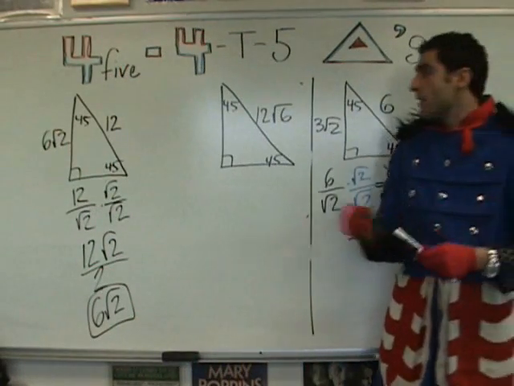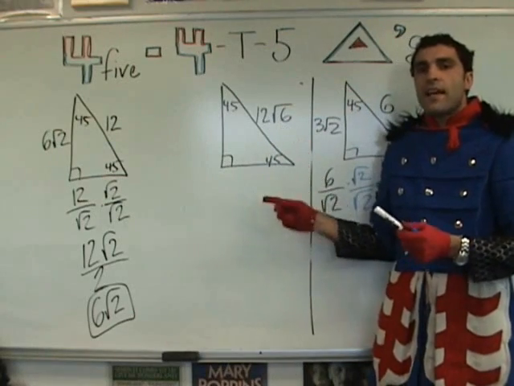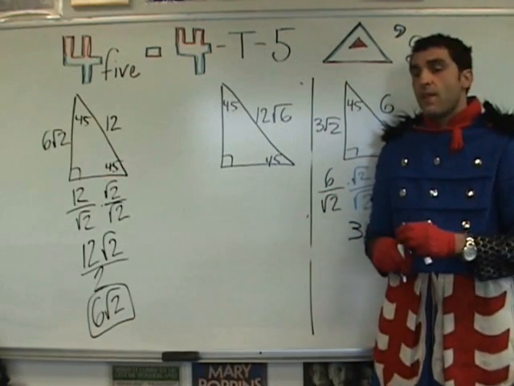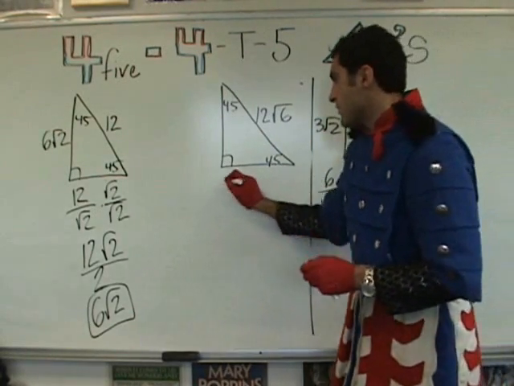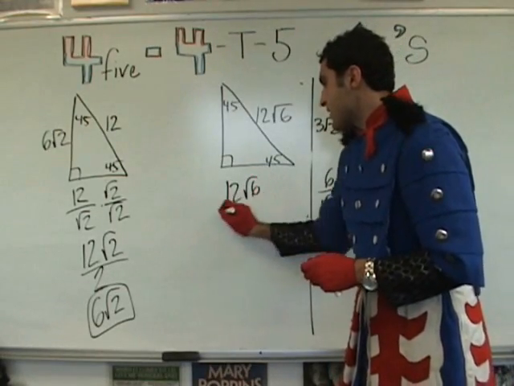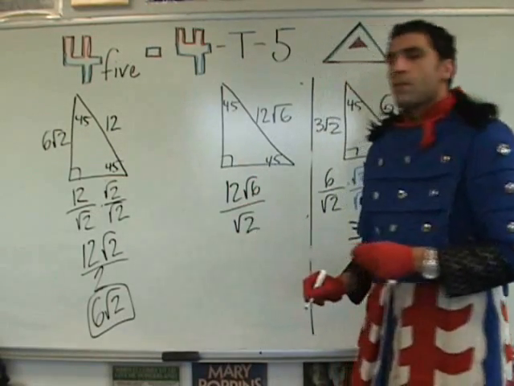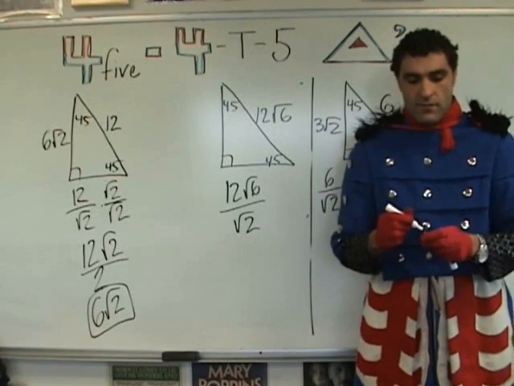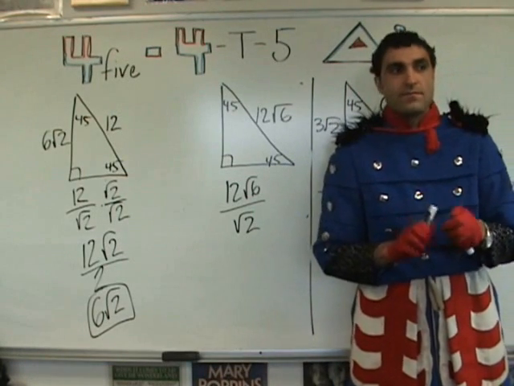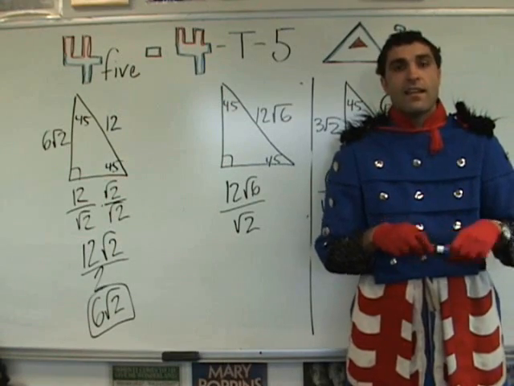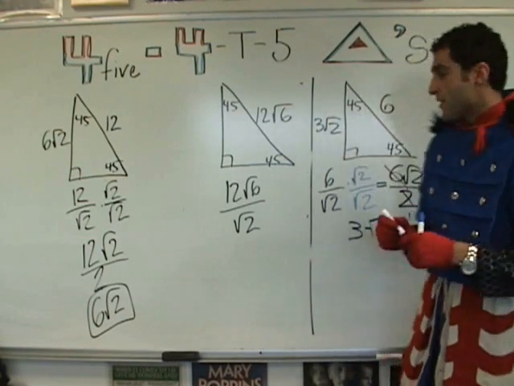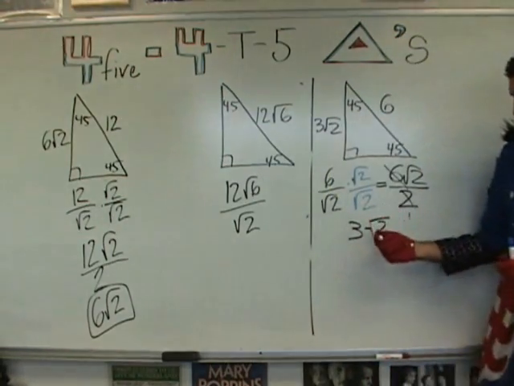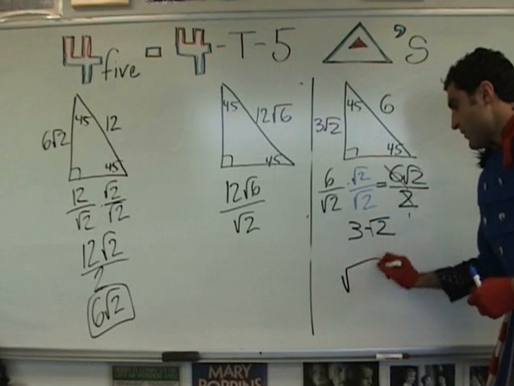Okay, here we are. What do we do to get to leg? Divide by root 2. So 12 root 6 divided by root 2. What's that? Can you divide roots in this fashion? Common mistake. Yeah, you can. Just like you're allowed to split roots with multiplication, you can split them with division, right?